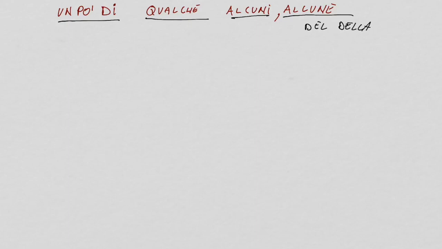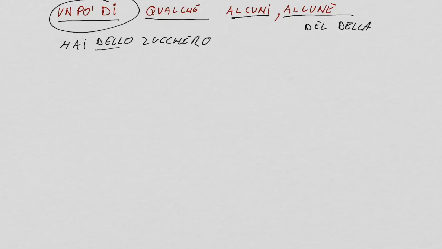Let's start with un po' di, that literally means a little bit of, but can also express some, a few, any. Do you have some sugar? How do you say that in Italian? You already know that you can say hai dello zucchero, but you can also replace dello with the phrase un po' di. So, do you have some sugar? Can also be translated with hai un po' di zucchero.